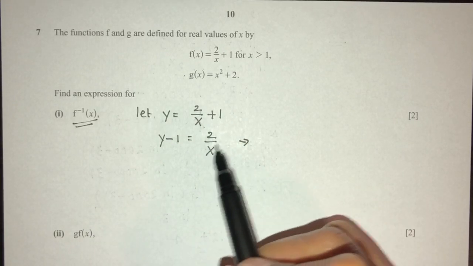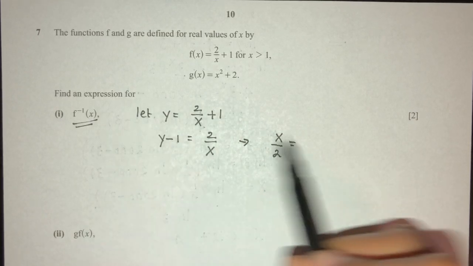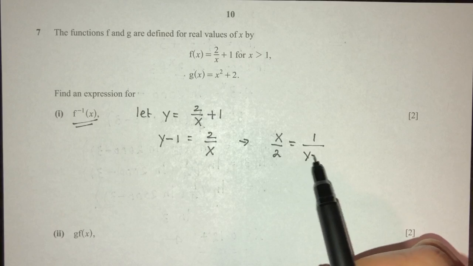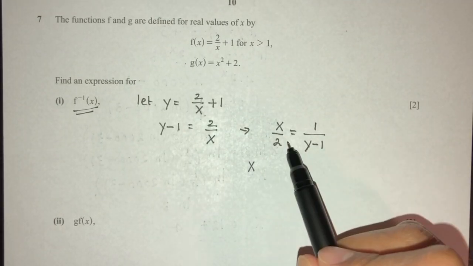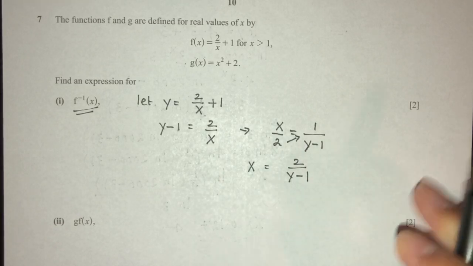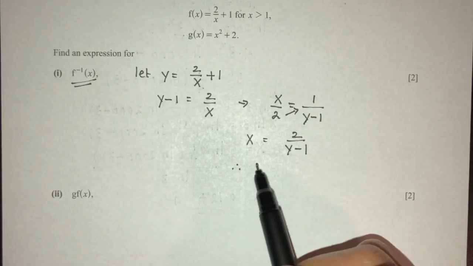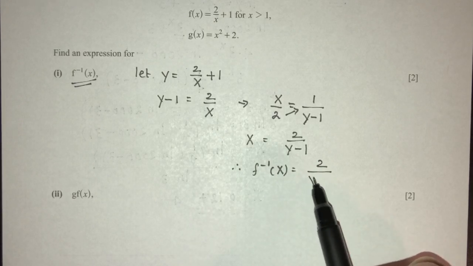So we flip this side, x over 2, and we also have to flip this side. That will become 1 over this. Now to make x the subject, we just have to send this on top. You will have 2 over y minus 1. So that is your f inverse. That will be in terms of x, so you have 2 over x minus 1.